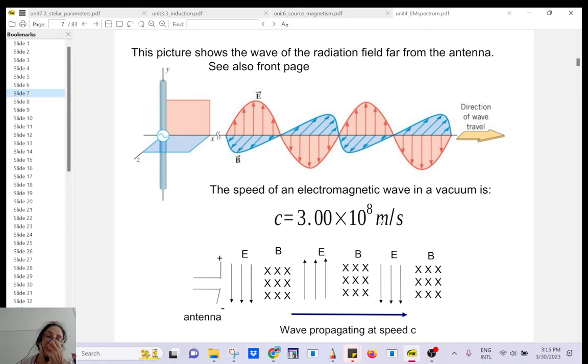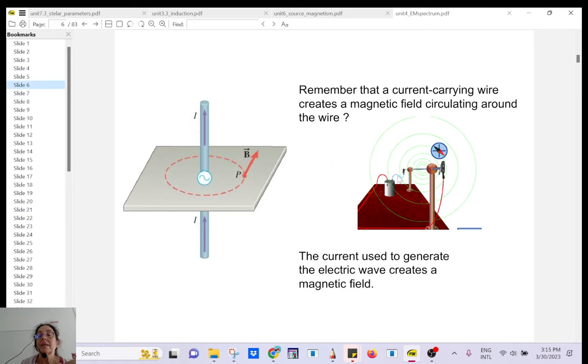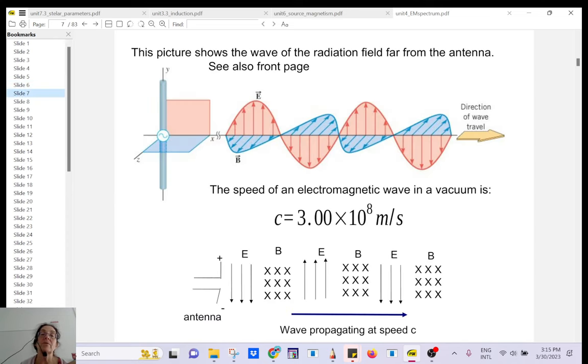So already, for example here, you see the electricity produces a magnetic field. So you can have an antenna here. It will produce a magnetic field that will produce an electric field that will produce a magnetic field, and so on and so forth. So what is an electromagnetic wave?